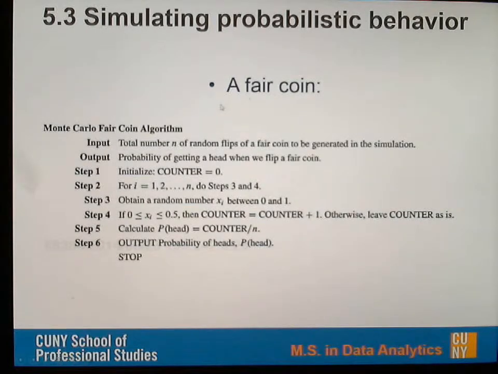So here is a fair coin example. Essentially, it's just whether you get a head or a tail. If you obtain a random number between 0 and 1, and it's between 0 and 0.5, we could count it as a head, and so on and so forth. Use the counter in this range divided by the total number of flips, so that we can get the probability of head.